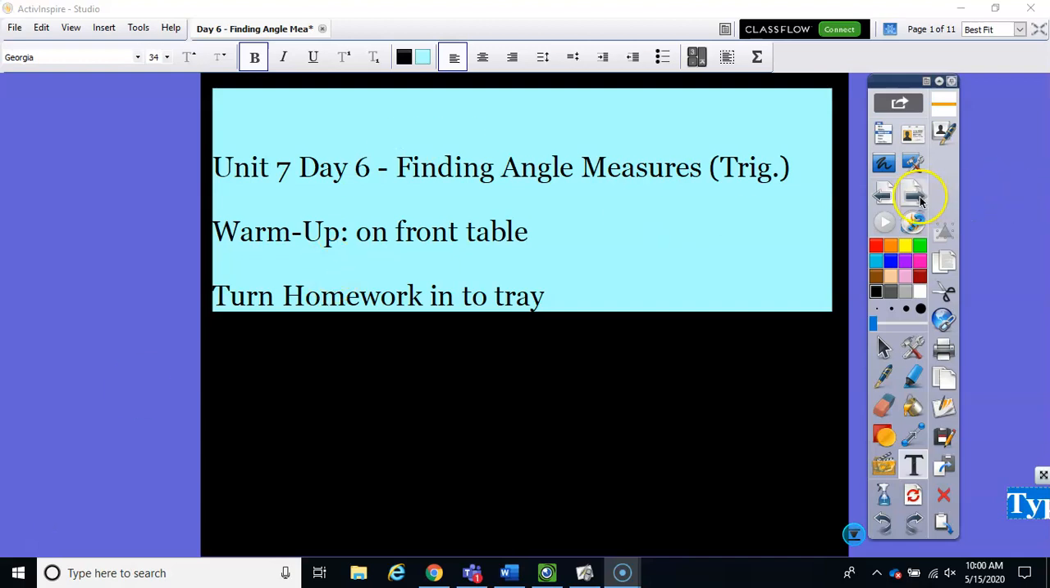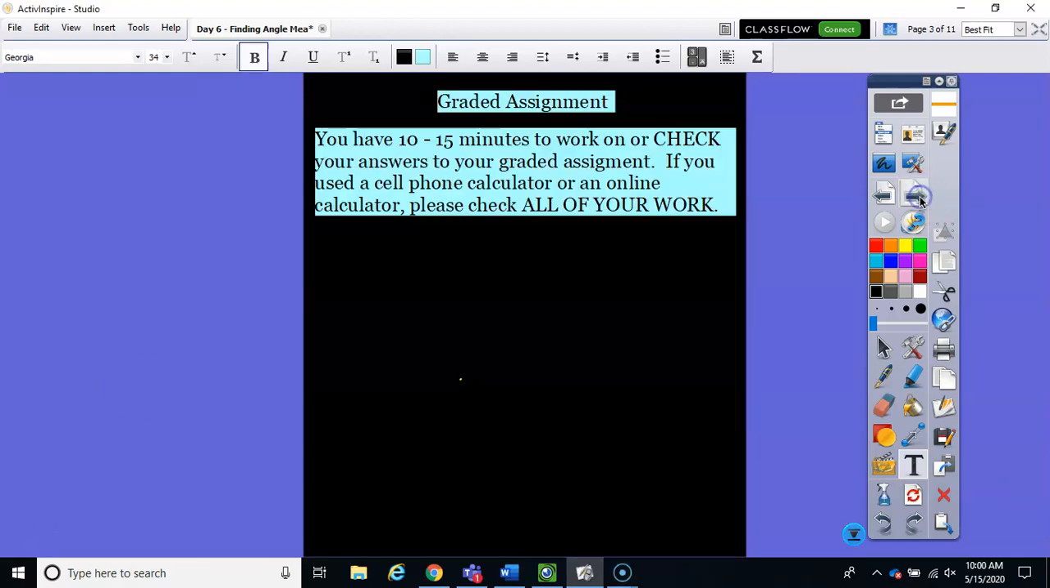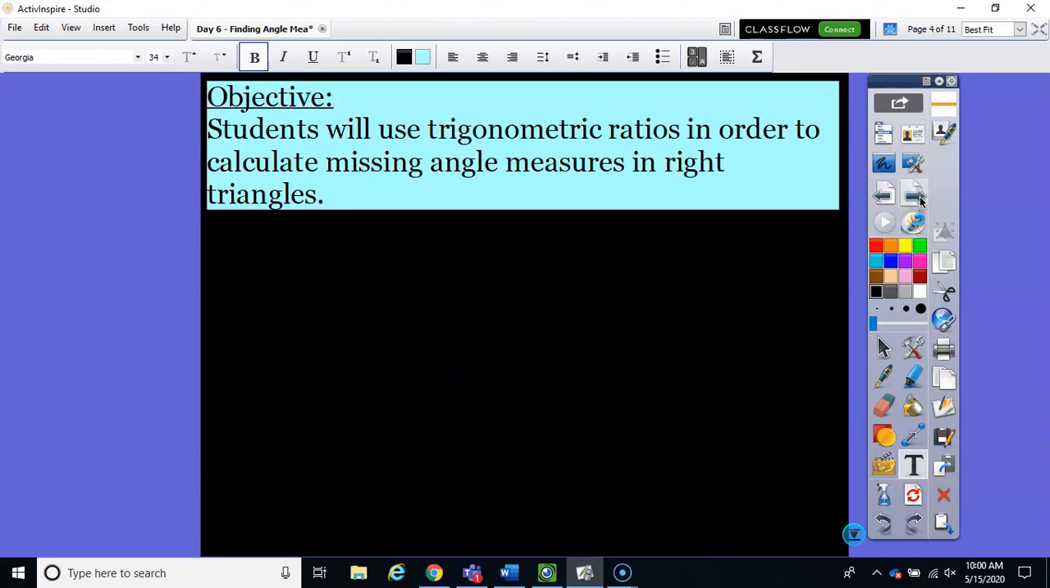So our objective this week is to use trigonometric ratios in order to calculate missing angle measures in right triangles. So again, this only works with right triangles. That's the only way we can use trig.